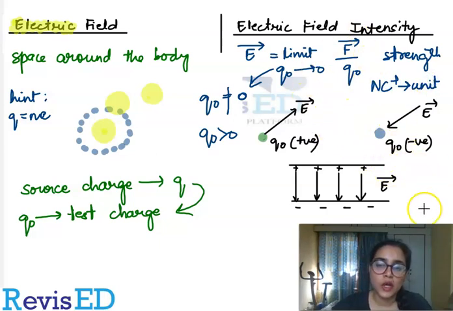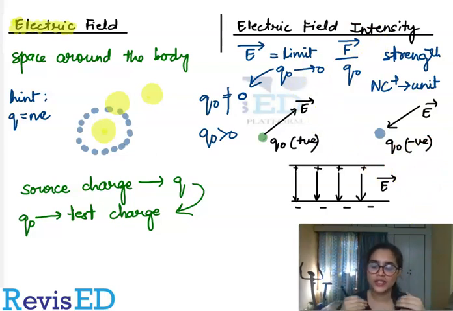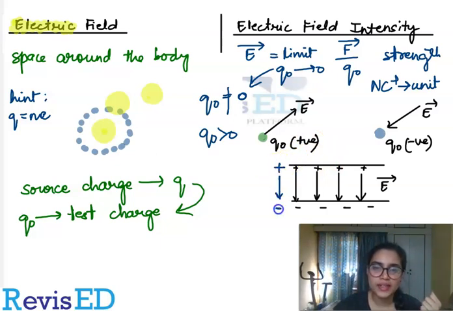Now let us see. What we assume is that the direction of the electric field is always from a positive source charge to a negative source charge, right? So your electric field, as you can see in this diagram, always travels from positive to negative. This is the sign convention that we use for our convenience.